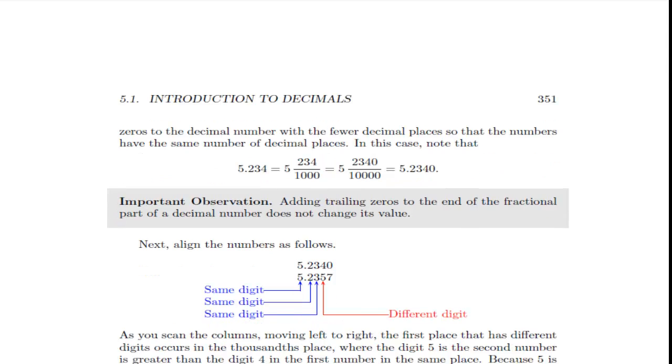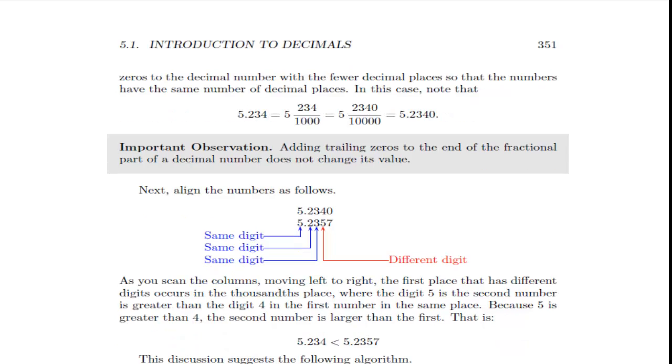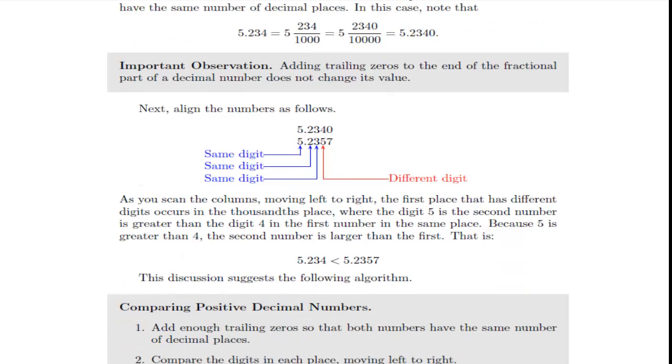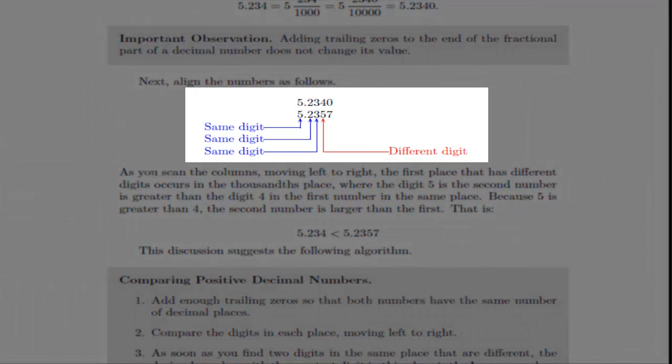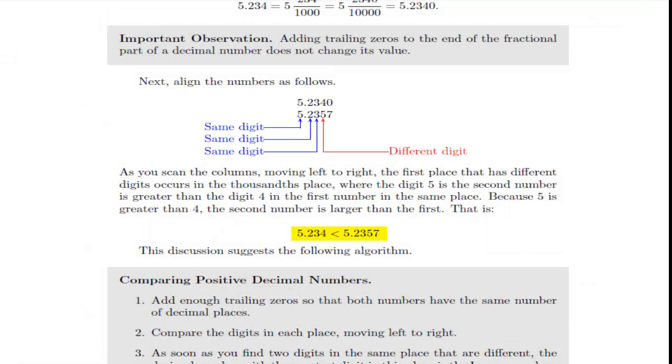Important observation: adding trailing zeros to the end of the fractional part of a decimal number does not change its value. Next, align the numbers as follows. As you scan the columns moving left to right, the first place that has different digits occurs in the thousandths place, where the digit 5 in the second number is greater than the digit 4 in the first number in the same place. Because 5 is greater than 4, the second number is larger than the first. That is, 5 and 234 thousandths is less than 5 and 2,357 ten-thousandths.